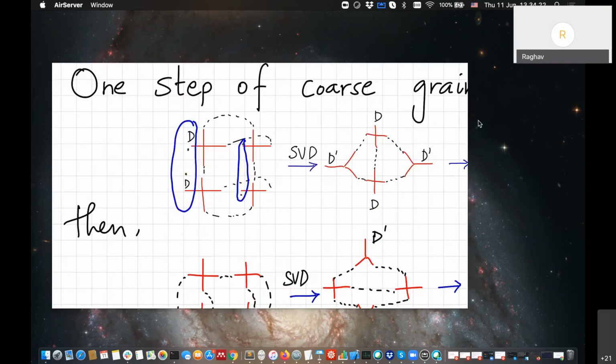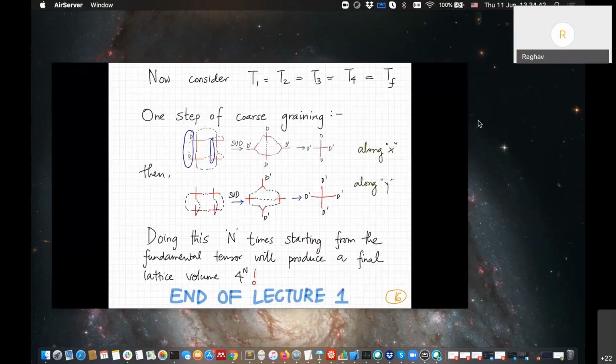Then what we do after that is we combine the first two indices into one index and the third and the fourth into a single index. So we make a matrix out of four indices. We'll see how this works more closely.